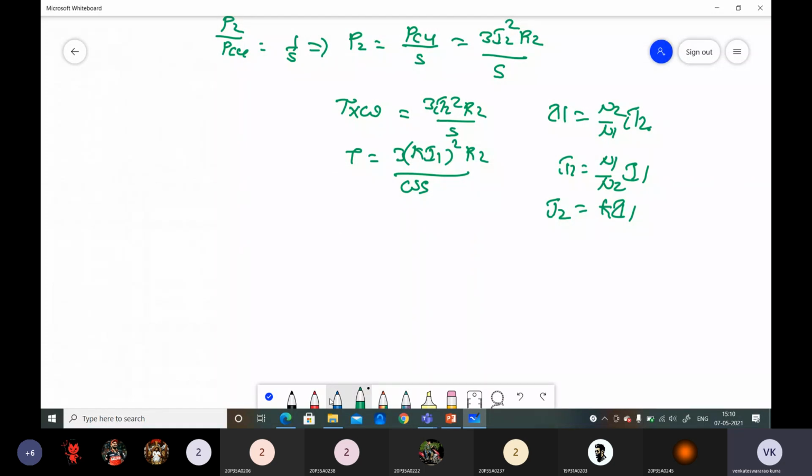Here the 3 value is constant, K is constant, this resistance R2 is constant. For a particular machine, R2 is a constant, and this omega is also constant. So this torque is directly proportional to I1 square by S.